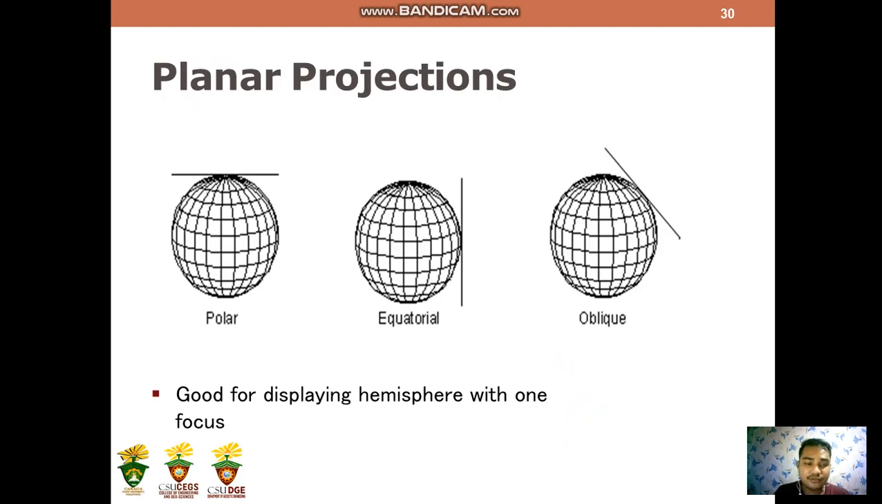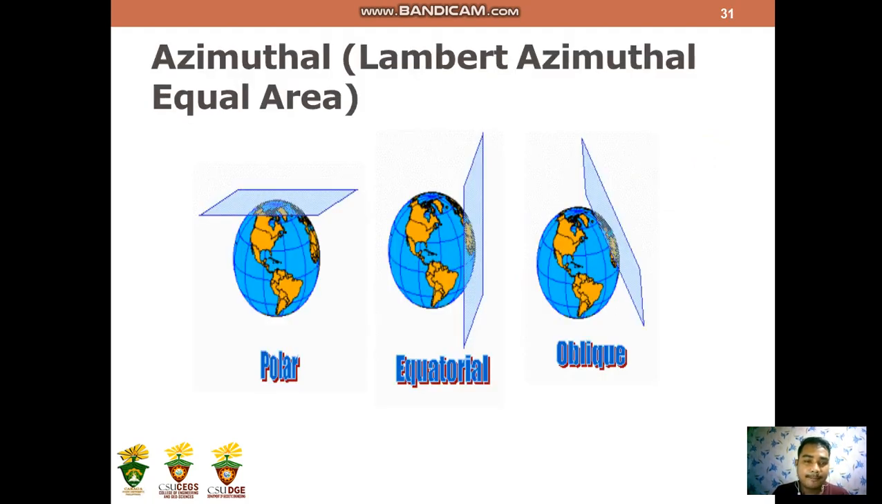For planar projection, this is good for displaying a hemisphere in one focus, and it has three aspects. In the polar aspect, the plane is placed at the pole. In the equatorial aspect, the plane is placed at the equator. Oblique is anywhere that is neither equatorial nor polar, like the word itself, oblique, meaning slanted or on the side. An example of the azimuthal is the Lambert azimuthal equal area. These are the perspectives: polar, equatorial, and oblique.